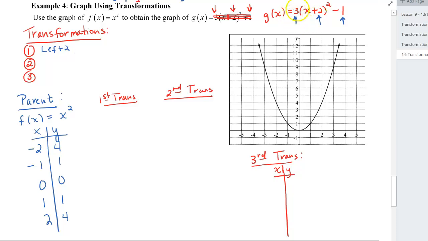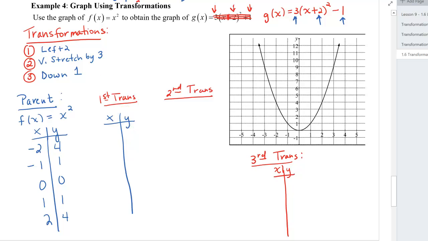Then we do stretches and shrinks. So this 3 is outside. It's multiplying, so it's a vertical. And a 3 would stretch it, you would think. So a vertical stretch by 3. And then this minus 1 is going to be a shift down 1. All right, so I've already got my parent function written here.